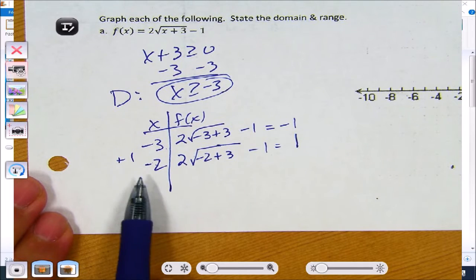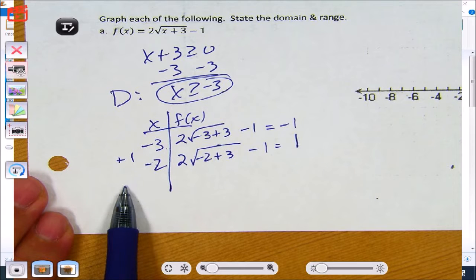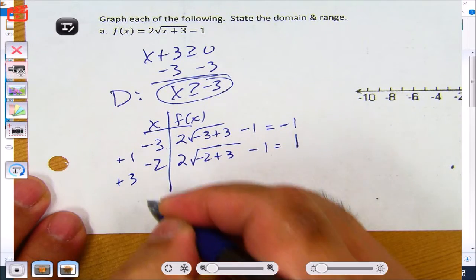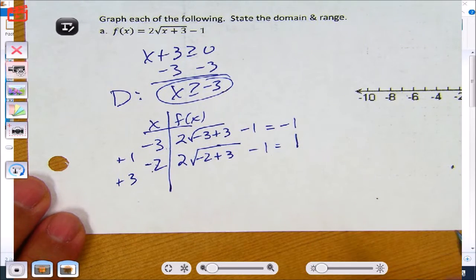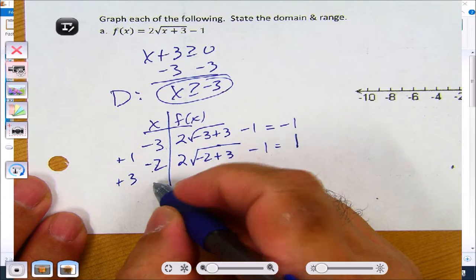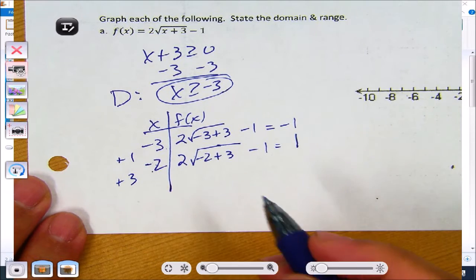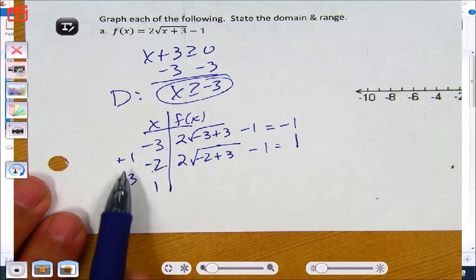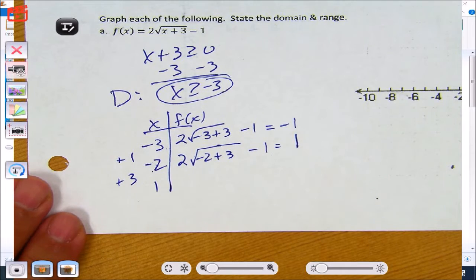Okay, all right. So what do I add next? 3. Right, remember, it's an odd number. So what's negative 2 plus 3? Remember, it's 1, 3, 5. You go up by 2 every time in what you add. Oh, that makes sense.